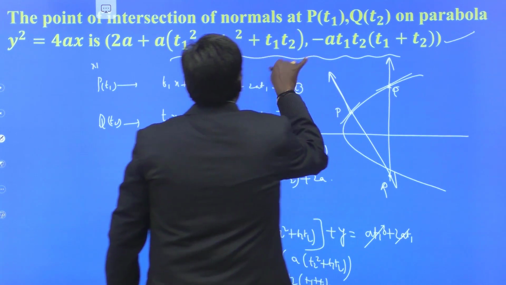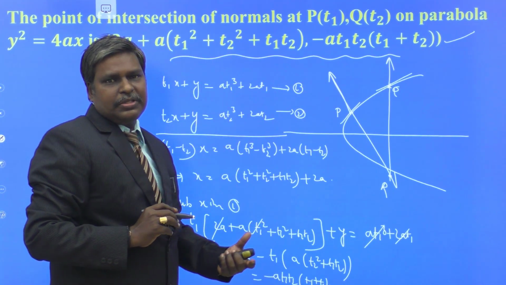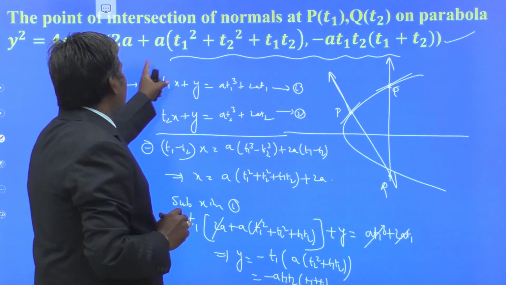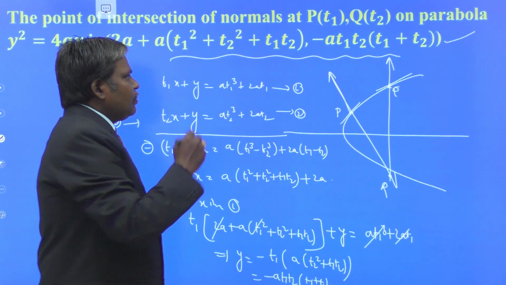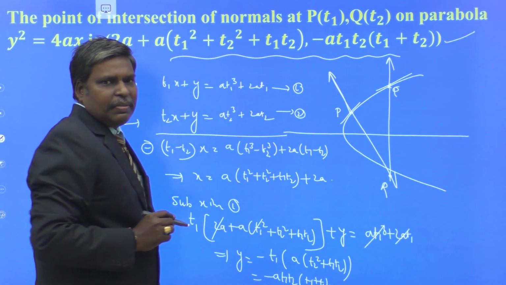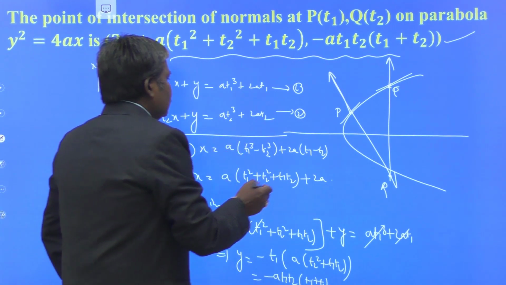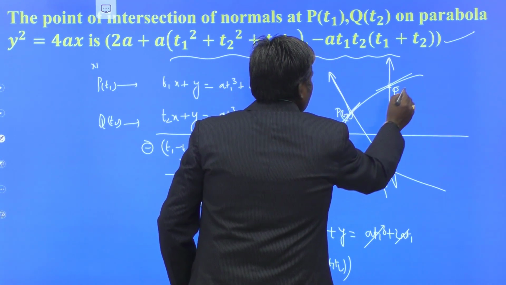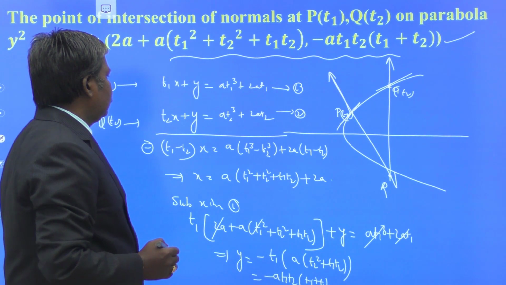So if you know this formula, you can do so many locus problems related to the normals of the parabola. Okay, 2a plus a into (t1 square plus t2 square plus t1 t2) comma minus a t1 t2 into (t1 plus t2). What is this? This is the point of intersection of normals at P of t1 and Q of t2 to the parabola y square is equal to 4ax.